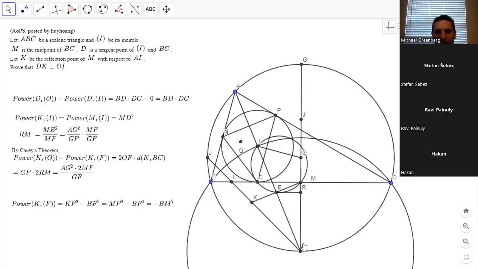But BM squared is MF times MG. Yeah, this would take a while, I think. Yeah, so maybe there's a faster way. Let's see.